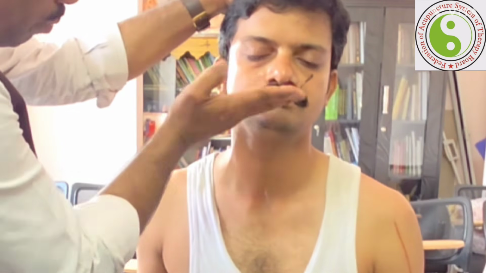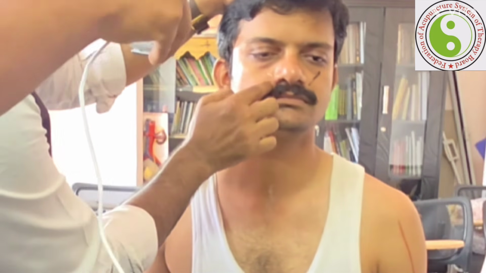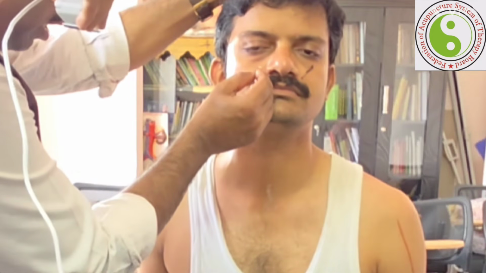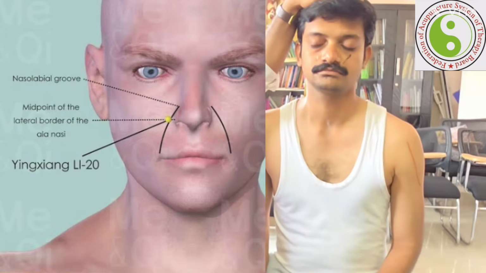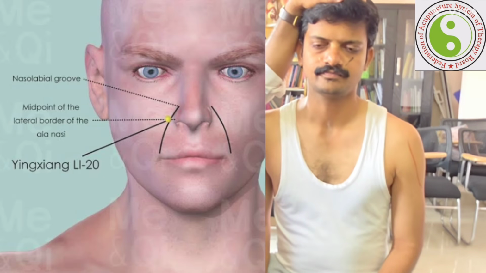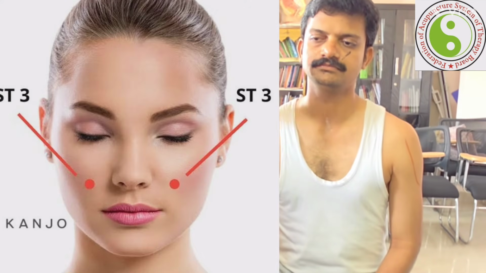Now the third point to be known is the lower quarter of the nose. So this is the Alanasi. Directly lateral to the Alanasi, then vertically below the stomach 2 point, this point is known as stomach 3 point. That's called Chulio. Chulio and Li20 Yin Xiang are very close to each other. But however, you can use the stomach 3 point also.